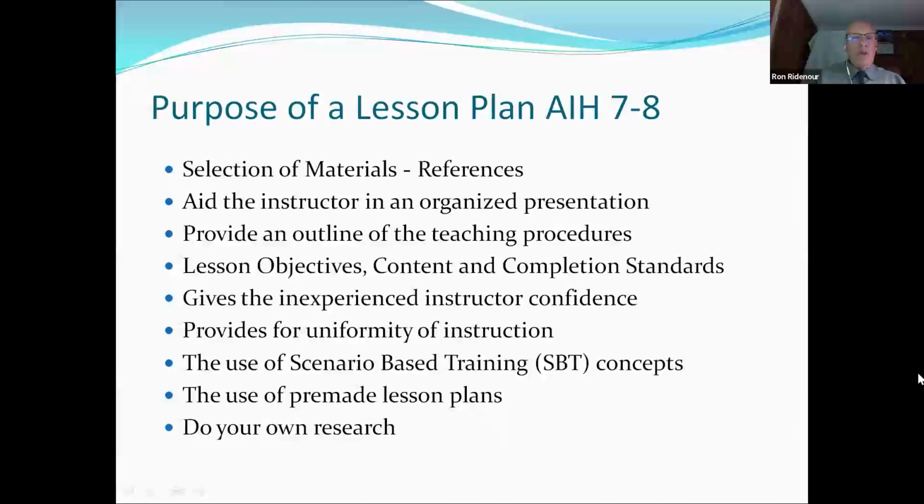Another purpose of a lesson plan is that it provides an outline of the teaching procedures that you might want to use. There are many different ways to present things: the lecture method, like we're doing right now today, or give-and-take methodologies where you and your student interact with each other, such as guided discussion. You can push or guide the discussion in the way that you want, and it becomes more effective.